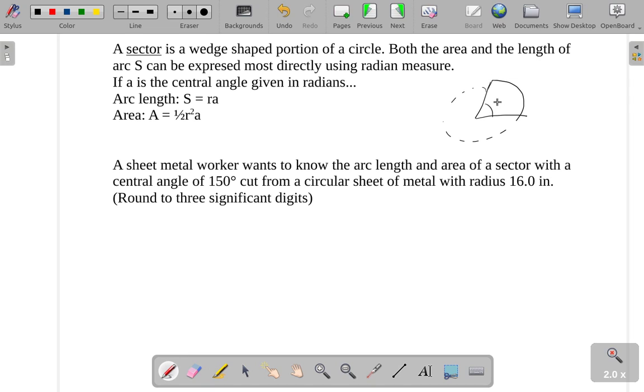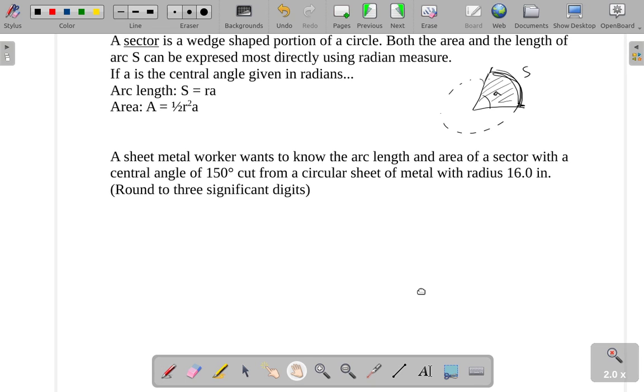And this angle, whatever angle I say here, I'll call it A. If I express that measure in radians, then I can find the arc length, that is the length of this arc, just by taking r, the radius, times a, the angle expressed in radians. Similarly, I can find the area of this sector by taking 1/2 times r squared times a. Again, as long as a is expressed in radians, I don't have to do anything beyond that.